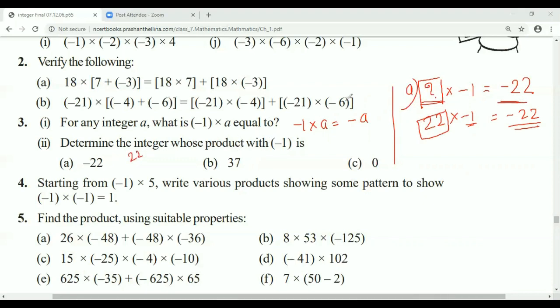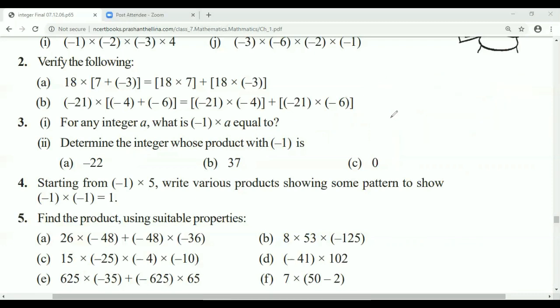In the second case, what is the number to multiply with negative 1 to get the answer 37? Negative 1 into which number gives positive 37? Obviously, to get a positive 37, the number to be multiplied with negative 1 should be negative 37. So negative 1 into negative 37, the answer becomes positive 37. So the second answer is negative 37.